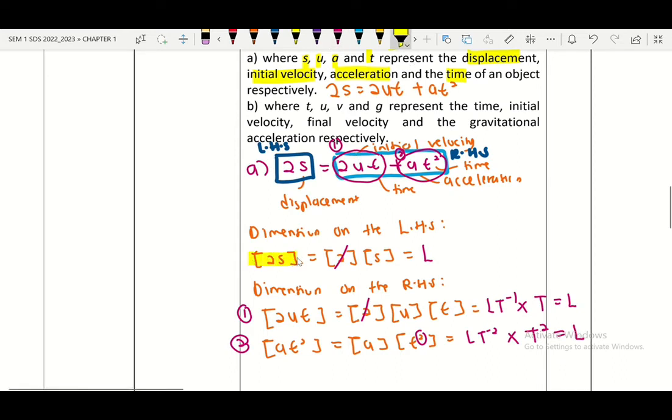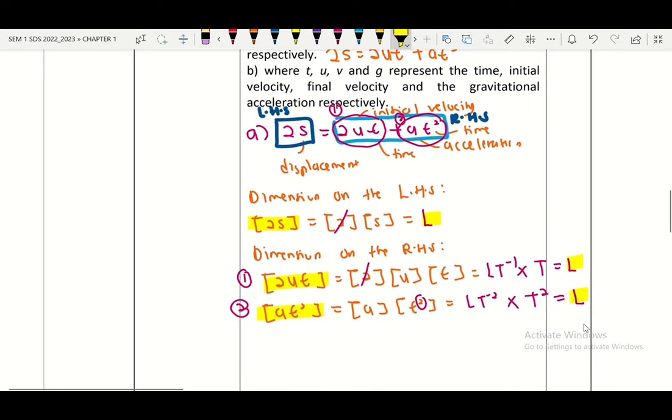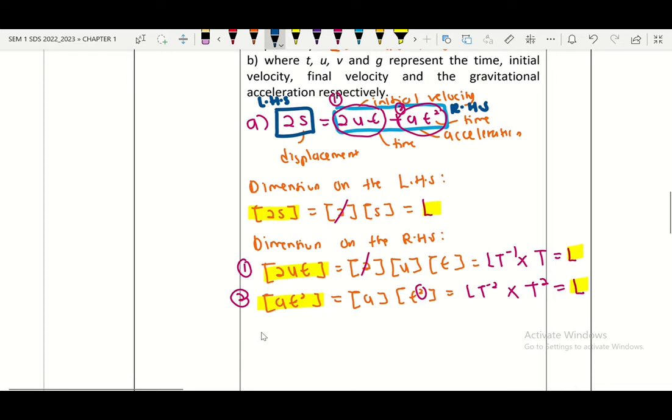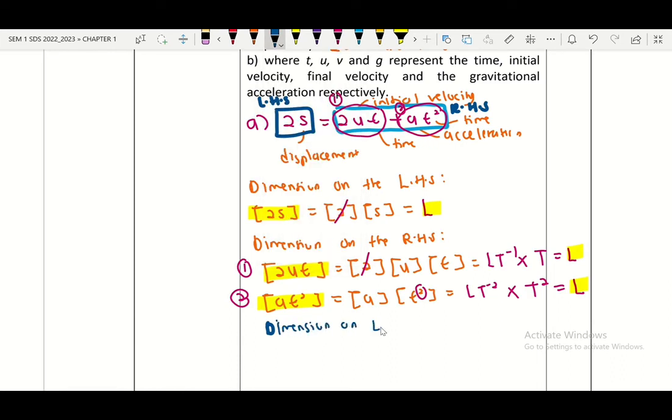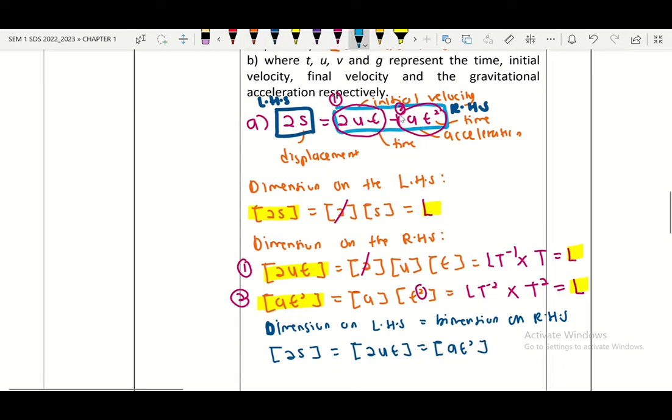Okay, if you tengok, nampak tak dimension untuk 2S adalah L. Dimension untuk 2UT adalah L. Dimension untuk AT squared adalah L. So therefore, kita boleh kata dimension on the left hand side dia sama dengan dimension on the right hand side. Sebab apa? Sebab dimension on left hand side adalah 2S dan dimension on right hand side adalah 2UT dan juga AT squared. So just to let you know, plus sign ni dia tak di consider dalam dimension eh. So dimension kita guna equal. Plus sign ataupun minus sign tak di consider as dimension ya. So kita memang dah tahu dah dimension dia sama sebab kita dapat semua L, L dan L.